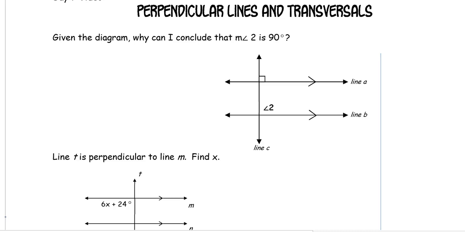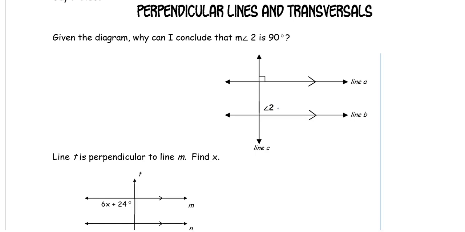Concentrating on perpendicular lines and transversals. So let's go ahead and jump right in. Given the diagram we have right here, why can I conclude that the measure of angle 2 is 90 degrees? So let's think about everything that we know.